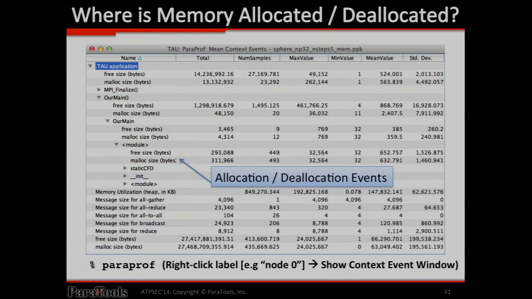Now, if you have a call path profile, which is what I'm showing here, you have this tree structure, breaking out the allocation events per every node of the tree. Notice that a call path profile includes all the information of a flat profile as well. That is, I still have my aggregate events for free and malloc, but I also have those events per routine. So this helps you find which routines were allocating the most memory or deallocating memory and so forth. That can be useful in debugging.